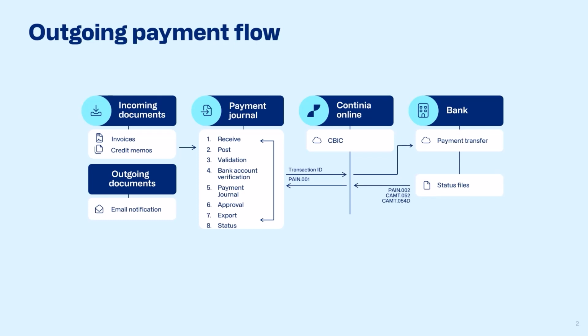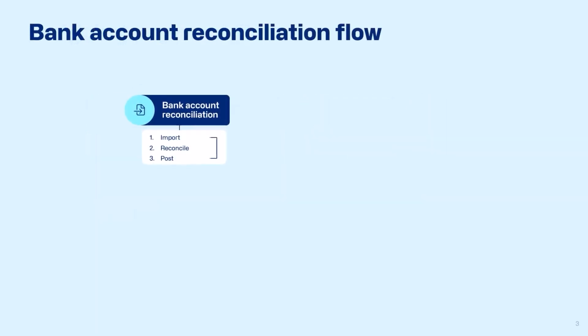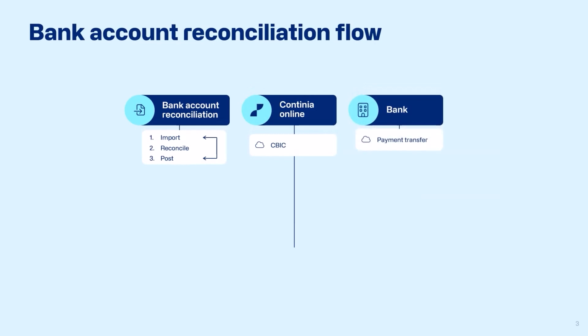The bank makes the payment transfer and then sends the status back to the payment journal in Business Central, so you always have a complete overview of how far the payment is in the process. When the payment is done, you can send a tailored email notification to the recipient that their invoice has now been paid.